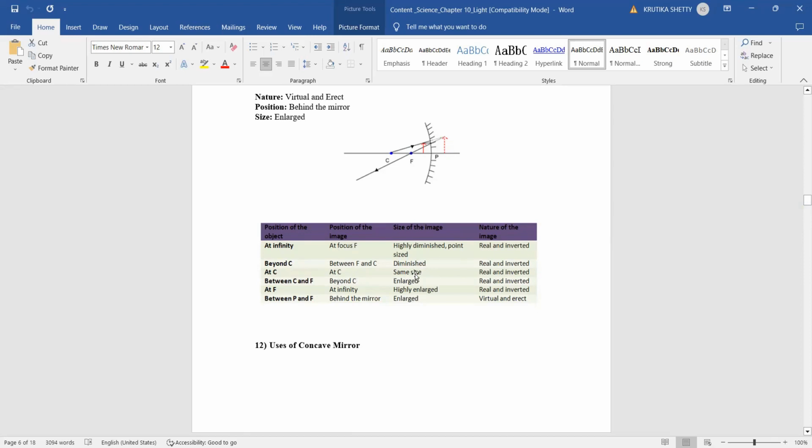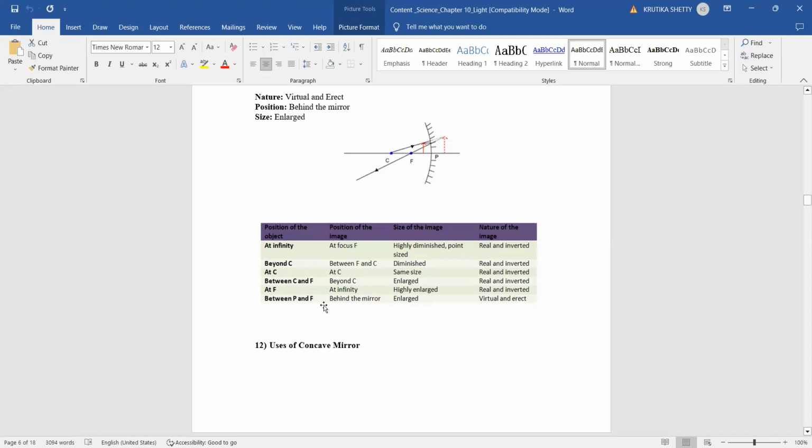At C, the image is formed at C, it is the same size, it is real and inverted. Between C and F, it is forming beyond the point C and it is enlarged one. It is real and inverted. So when the object is at F point, the focus, the image is formed at infinity, highly enlarged, real and inverted. So the last case, between P and F, the image is behind the mirror and it is enlarged one, virtual and erect. Yes. So these are the 6 cases.